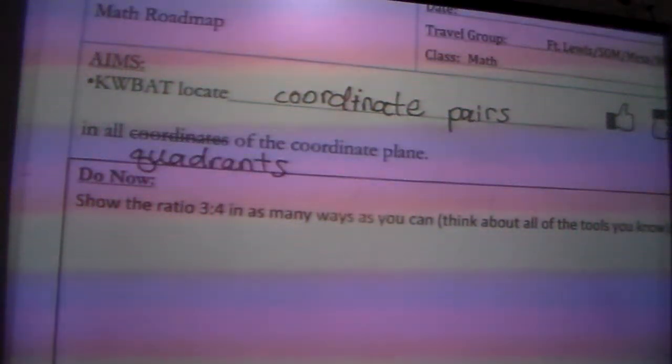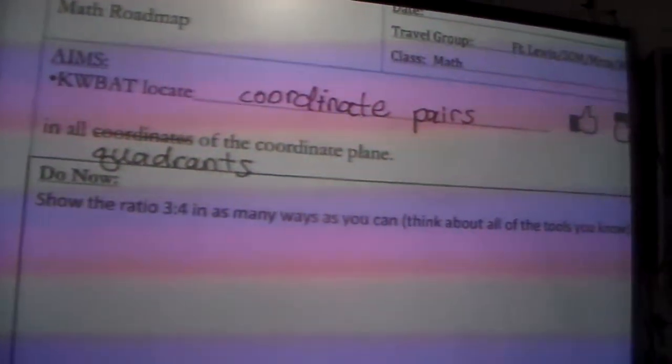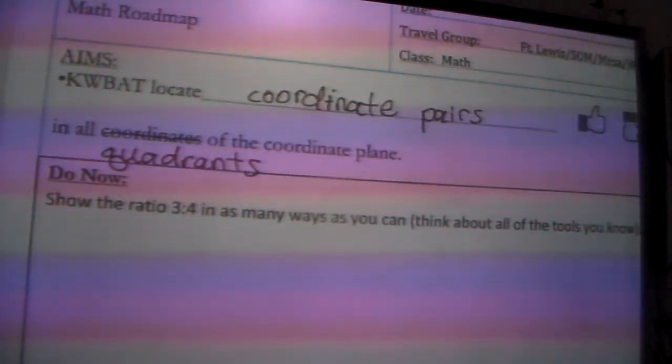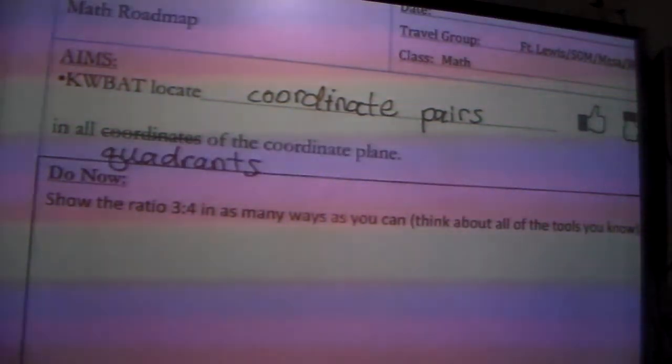Alright, so this is obviously not the highest quality video in the world, but I will be looking at Module 3, Lesson 15 today. And if you go to the front of your roadmap, you'll notice that I did the wrong aim here. I have, Kipsters will be able to locate coordinate pairs in all quadrants of the coordinate planes. As you can see, I've crossed off the word coordinates and instead used the word quadrants because we're going to be locating all of those pairs and locations in quadrants of the coordinate plane today.